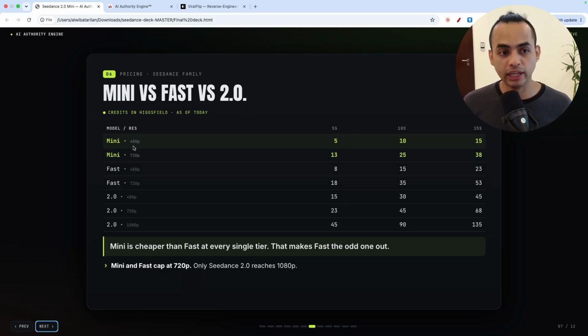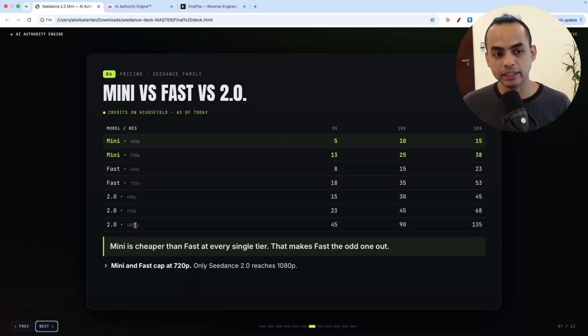So if you look at 480p, for example, and by the way, guys, the credit cost might be different. This is based on my plan. I'm on a Higgsfield Ultra plan, so it might be slightly different. But on 5 seconds, it's only 5 credits. And 10 seconds is 10, 15 is 15. So basically at 480p, it's basically 1 credit per second.